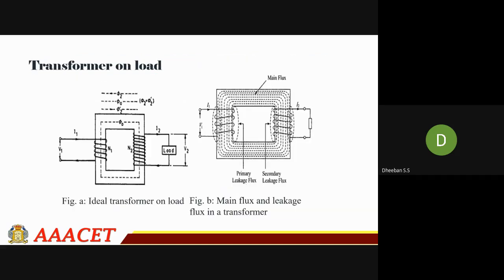So next is about on load. This is how it looks like. Okay, so these dotted lines are nothing but your flux linkage. Due to the current flowing through the primary, the flux will be induced at the secondary. Okay, so because of that only your EMF is formed.